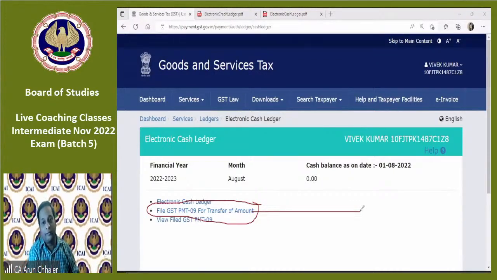Sushil, waiting for your reply. Just confirm. Payment directly made to the government by cash using cash ledger. Yes.